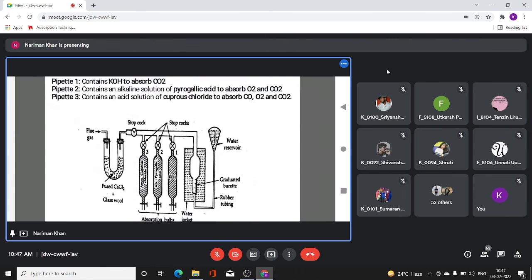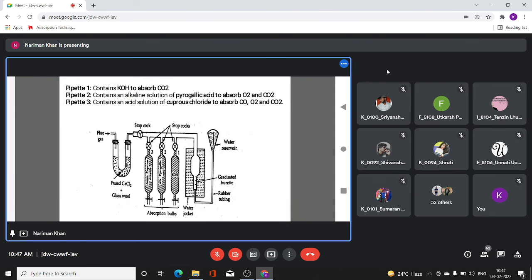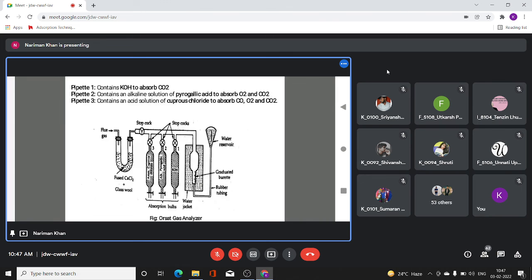Okay, so what we do is, first of all, we pass flue gas into this Orsat gas analyzer. From where? From one side of the U-tube. In the U-tube, what is there? Fused calcium chloride.